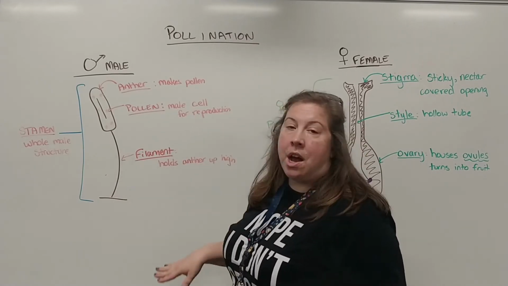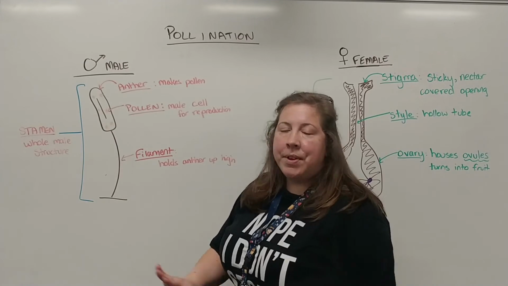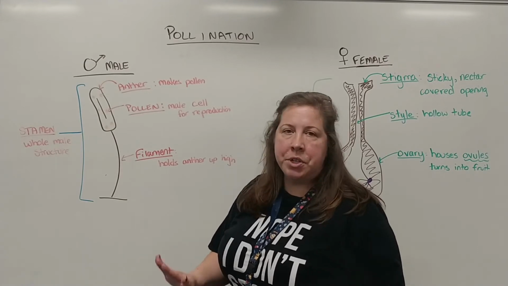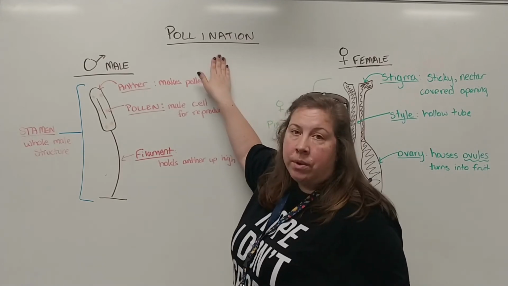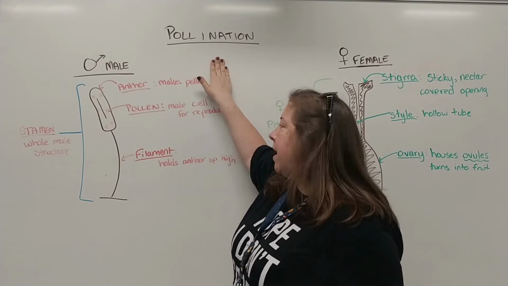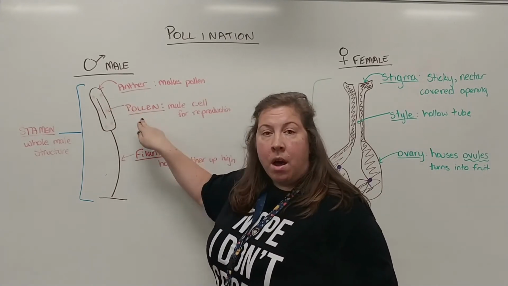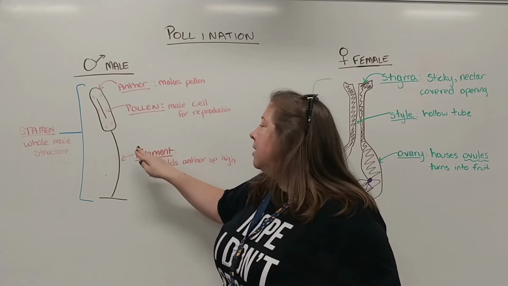So its only job is for reproduction. This has nothing to do with food, nothing to do with storage or transport. Pollination is only about making tiny baby flowers, okay? So the anther holds and makes all of the pollen.